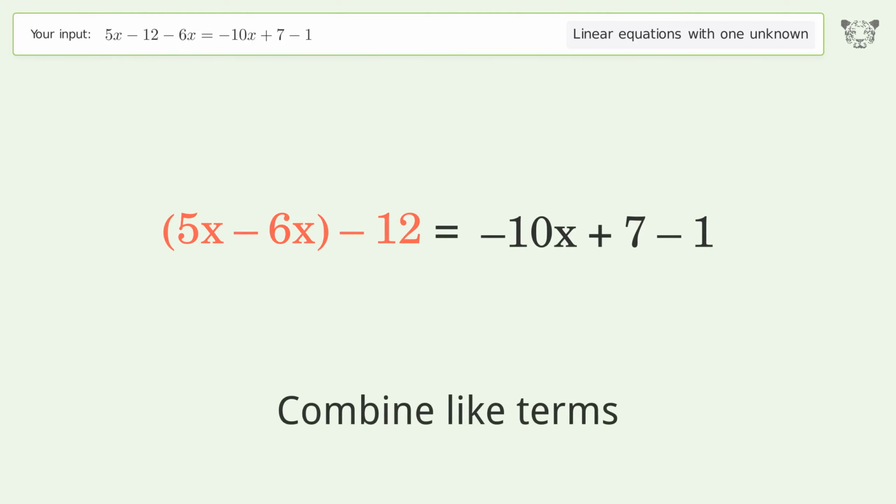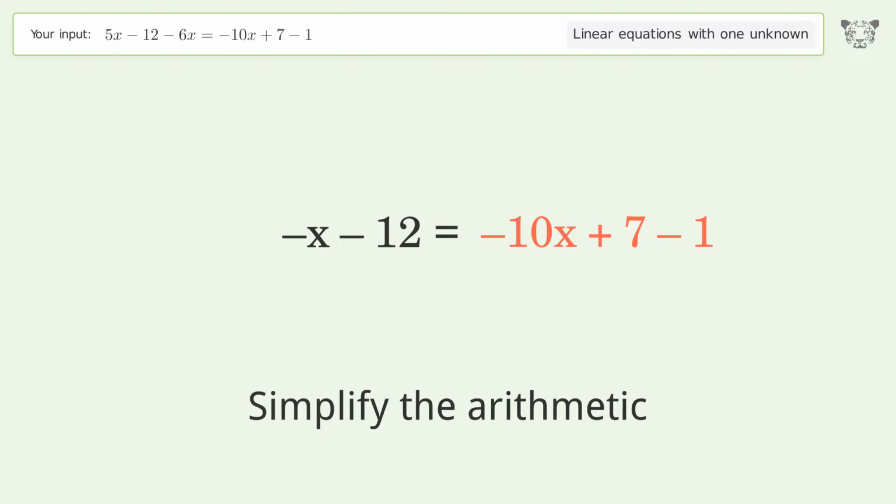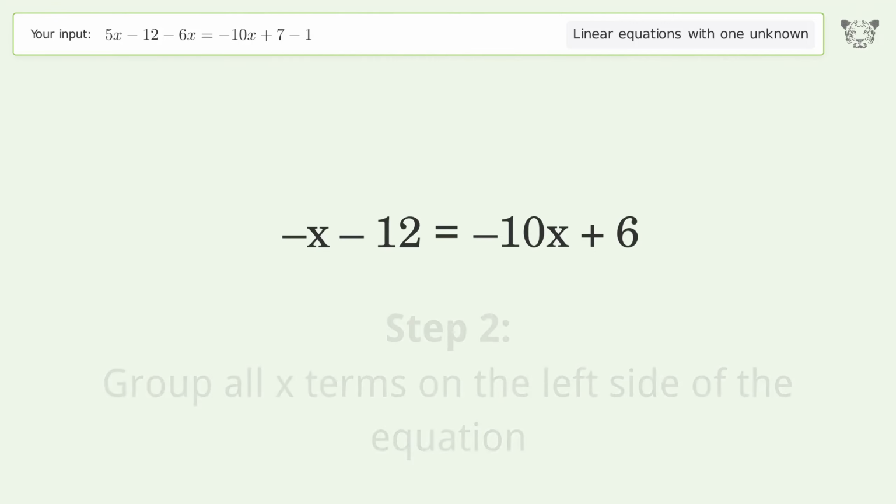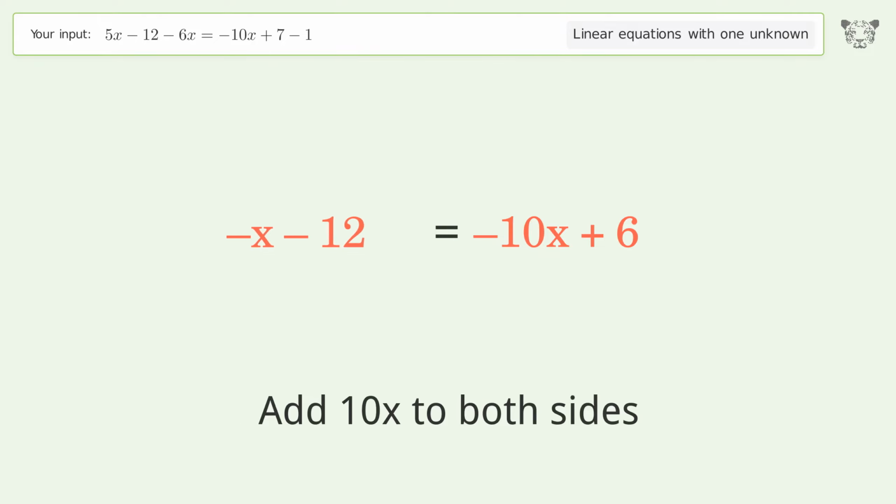Combine like terms. Simplify the arithmetic. Group all x terms on the left side of the equation. Add 10x to both sides.